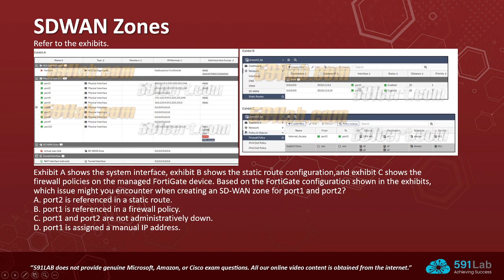For the next one, we have SD-WAN zones, and we have screenshots where one shows the system interface, and the other one shows the static route configuration. The other shows the firewall policies on the managed FortiGate device, based on the FortiGate configuration shown in the screenshot. So, which issue might you encounter when creating an SD-WAN zone for port 1 and port 2? We have: port 2 is referred to in a static route, port 1 is referred to in a firewall policy, port 1 and 2 are not administratively down, and port 1 is assigned a manual IP address.